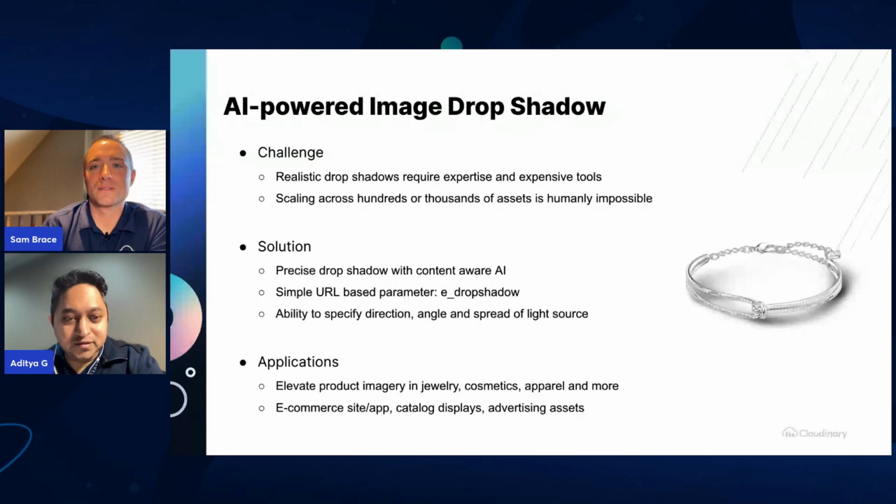It is instant generation of these drop shadows with the addition of a single parameter, e underscore drop shadow, in that URL of the image. And for those who need more control and want to be able to control how those shadows get created, they also have the option of specifying the direction, the angle, and the spread of light source for even more realistic drop shadows. And as I mentioned, tons of applications across retail, across e-commerce, and being able to do this very complex task at scale. Absolutely incredible.